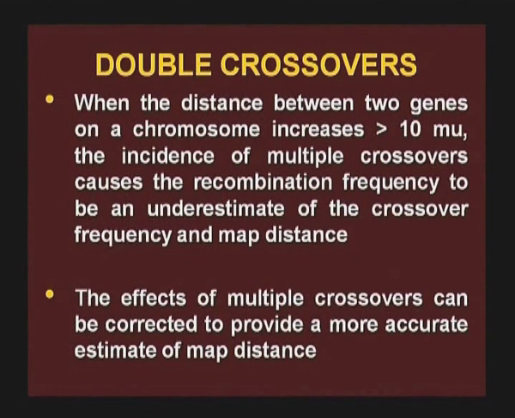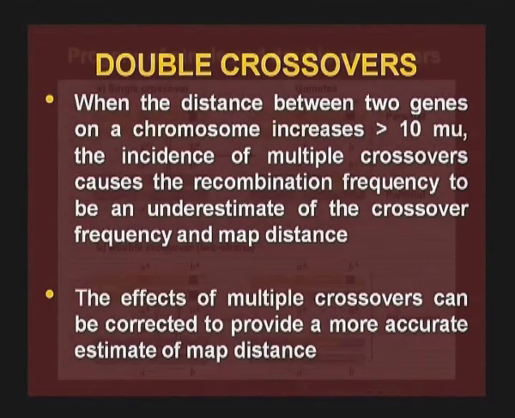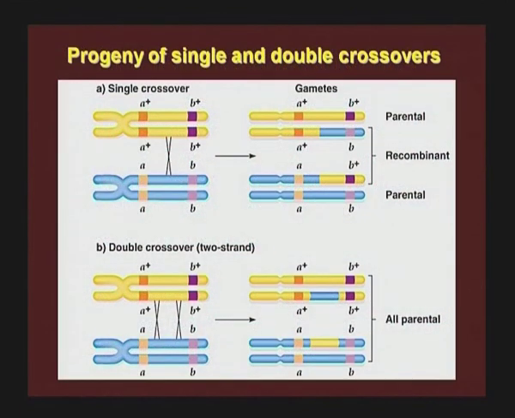The double crossover, when 2 points or 2 traits are taken into consideration, and the progeny of single and double crossovers are shown in this diagram with parental and recombinant types, with single crossover and double crossover examples. The examples and figures repeat the fact that new genetic constitution takes place in prophase 1 of meiosis.